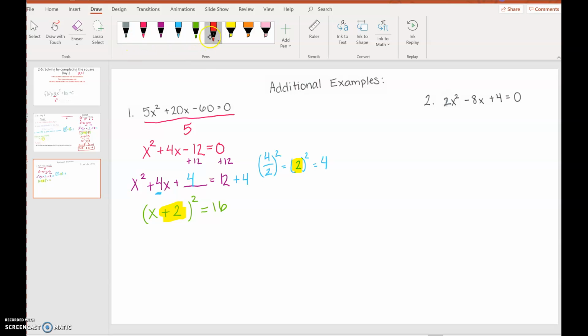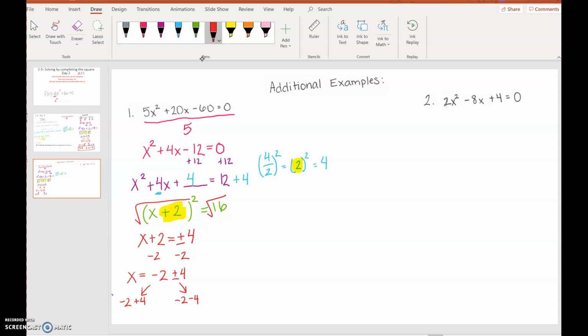And then we go to the next step, which is square rooting both of them. So we're going to square root this side, square root this side. That leaves us with x plus 2 equals plus or minus square root of 16, which is 4. Subtract 2 on both sides. So x equals -2 plus or minus 4. So we would have -2 plus 4, and we would have -2 minus 4.